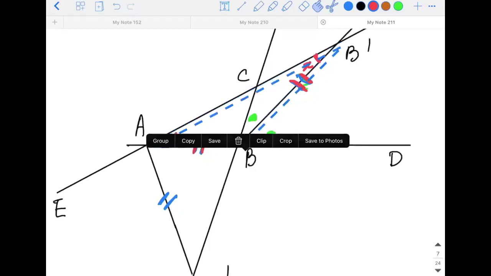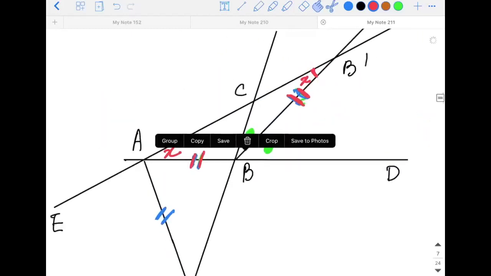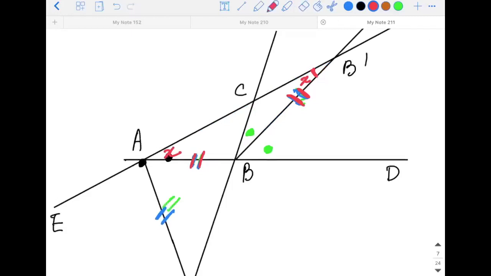I'm just going to zoom in here, okay? You can always try to do something like this. This guy will equal 2x, right? But don't forget, BB prime is what? It's a bisector. So if this is 2x, this is also 2x. Okay?